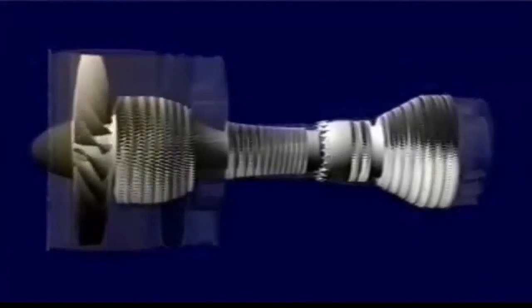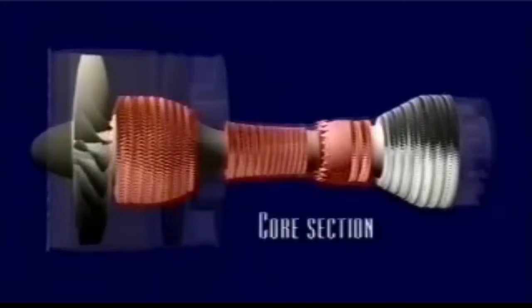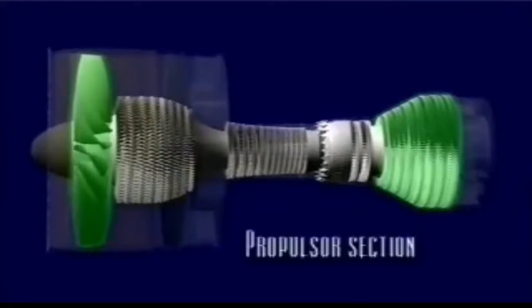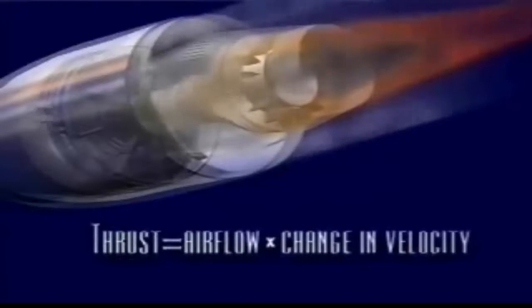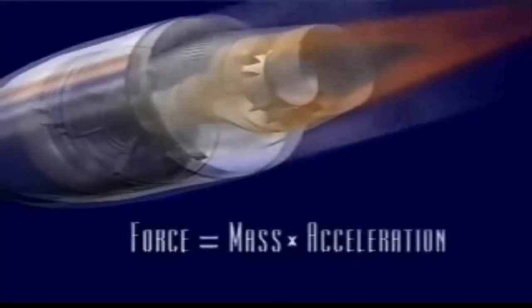The turbofan engine is a complex synchronization of several components working together as two parts: a core section that produces power to drive the propulsor section that produces thrust. Thrust is a force created by the acceleration of air. This phenomenon is simply an application of Newton's second law of motion, commonly expressed as force equals mass times acceleration. It is this force that propels the aircraft.